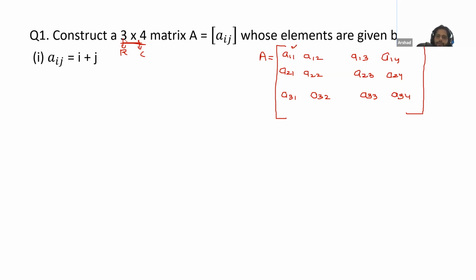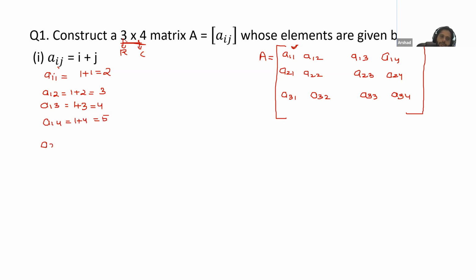Now we need to find these elements. So this is the relation. Now A11 will be equal to what? The value of i will be 1 and j will be 1. So that will be 1 plus 1, which is 2. Similarly, the value of A12 will be 1 plus 2, this will be 3. Similarly, A13 is equal to 1 plus 3, which is 4. Next is A14 is equal to 1 plus 4, that is equal to 5.